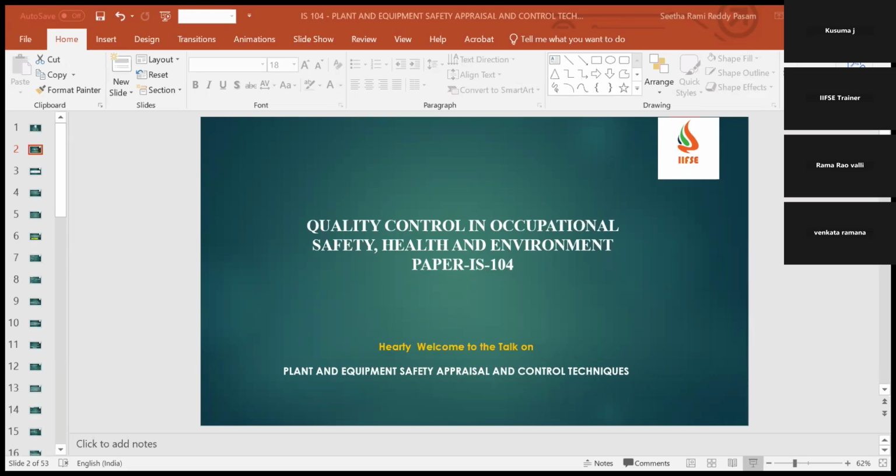Now we'll see what are the different types of safety appraisals. Here we talk about a few. One is qualitative appraisal, quantitative appraisal. Then we have preventive appraisal, and corrective appraisal, which includes corrective maintenance. Then we have safety appraisal system, which we'll talk about further.